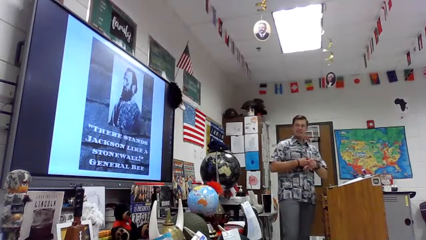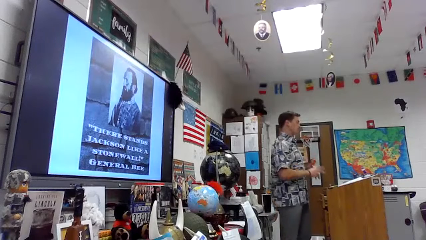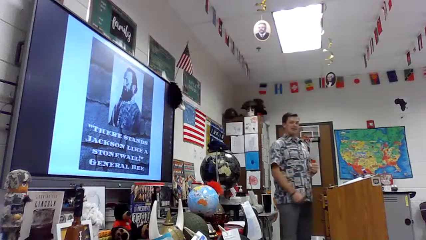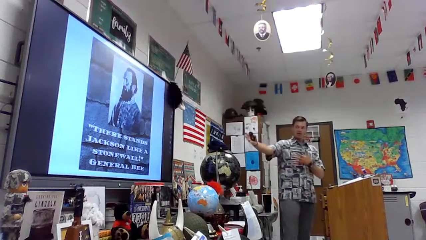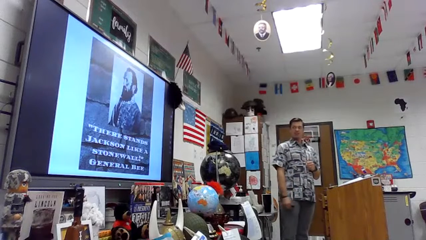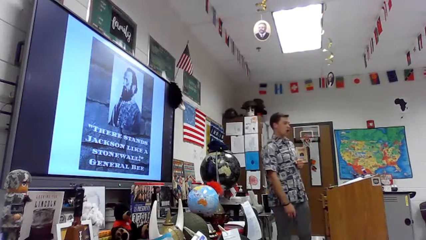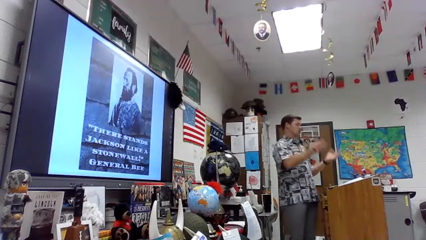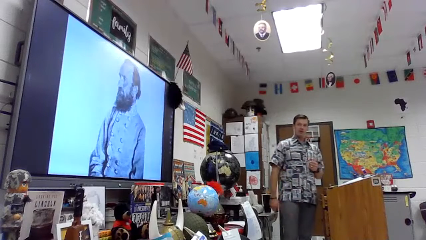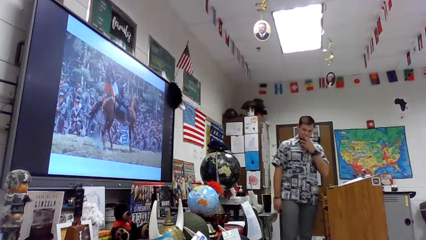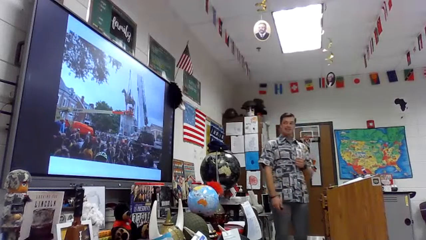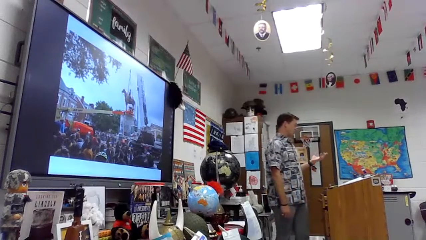I told you he got his nickname because at the Battle of Bull Run, his unit was standing like a stone wall. Another general observed him and said, "There stands Jackson like a stone wall." So that's why we call him Stonewall Jackson. Here's an actual picture of him. Jackson also has statues removed from Richmond, Virginia. And that's just a part of the history as well.